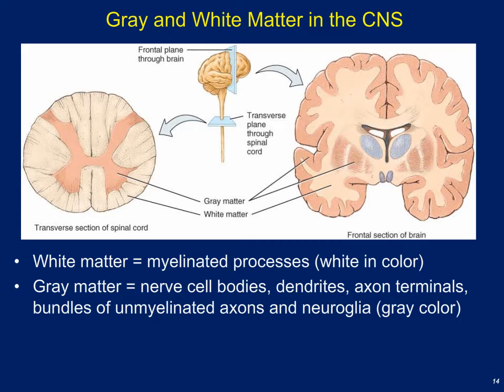So just remember, in the brain and spinal cord, when you see gray matter, that's areas where the cell bodies are located, where synapses are occurring, and everything else, the white matter there, is basically just electrical cables or axons traveling from one region to another.